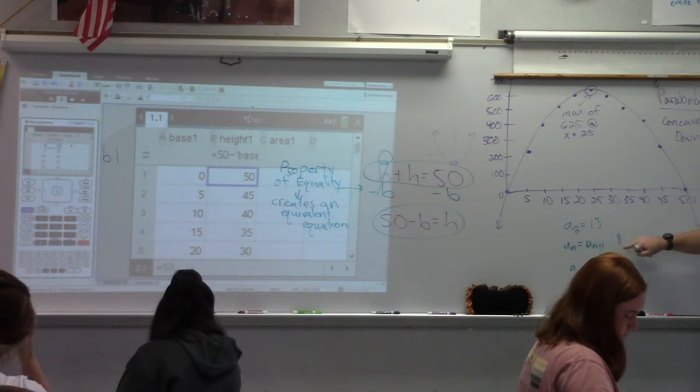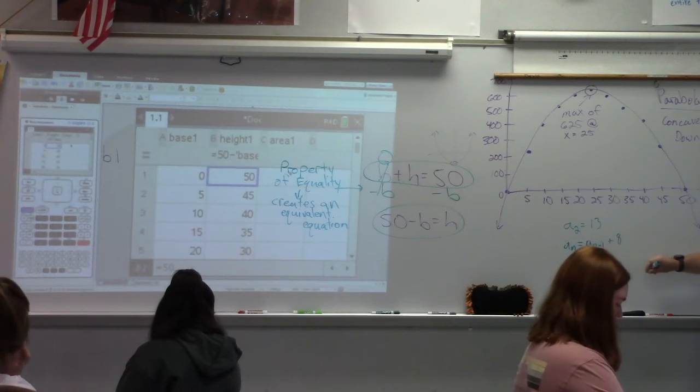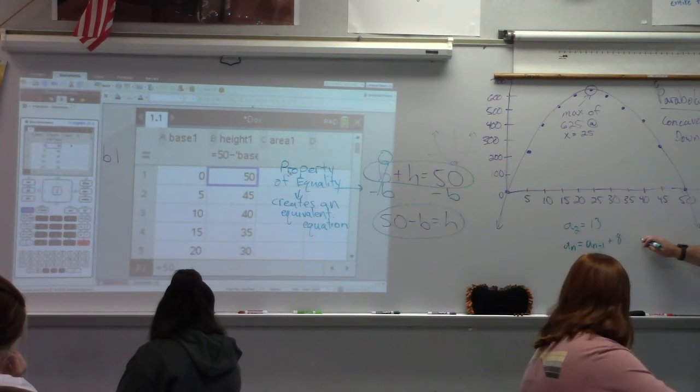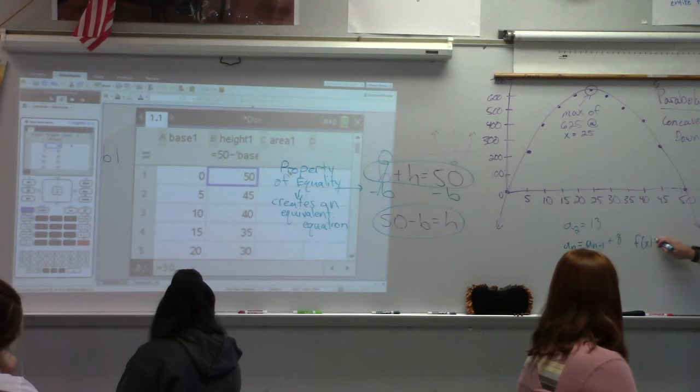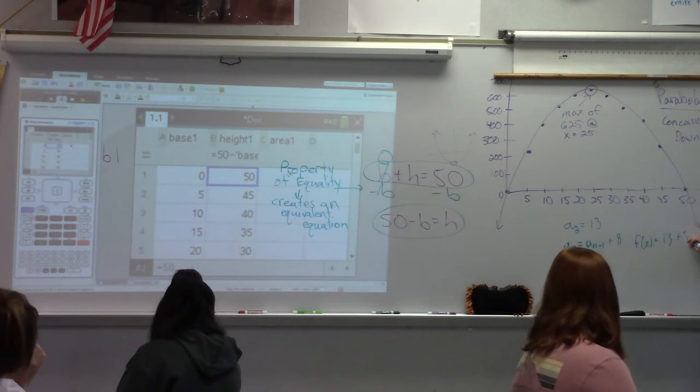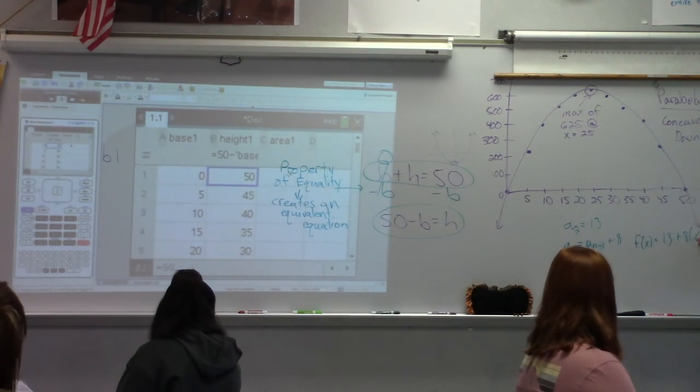This equation, the original plus 8, explicitly would be f of x equals 13 plus 8 times x minus 2.